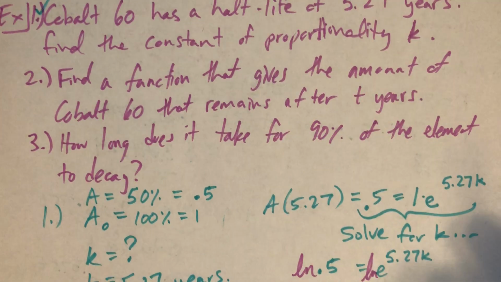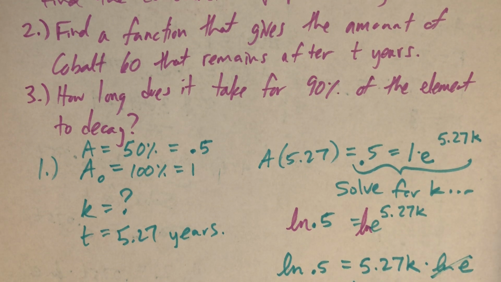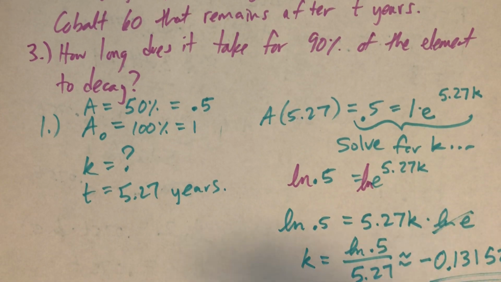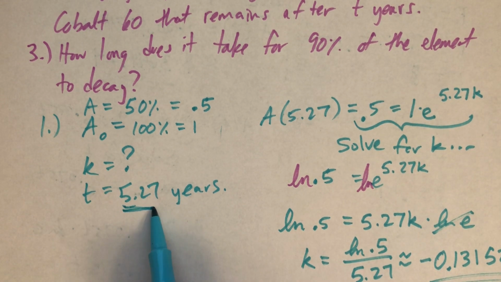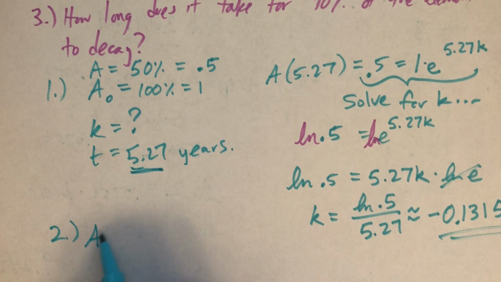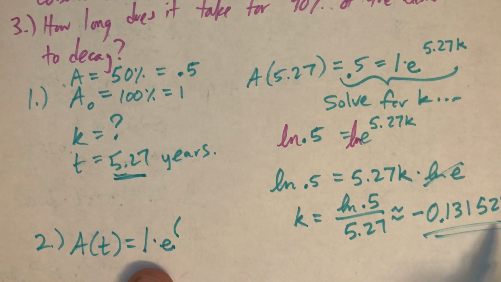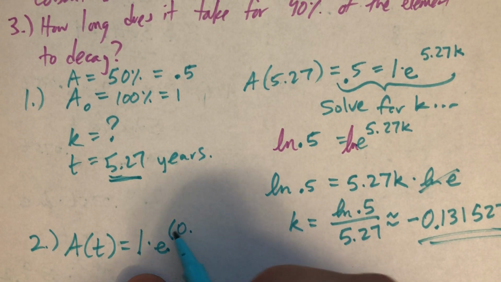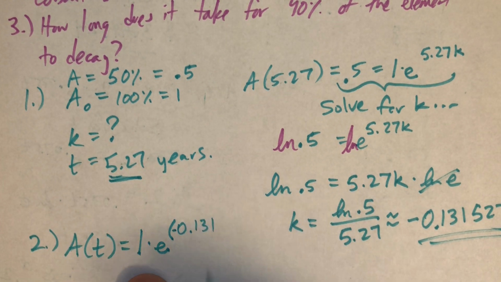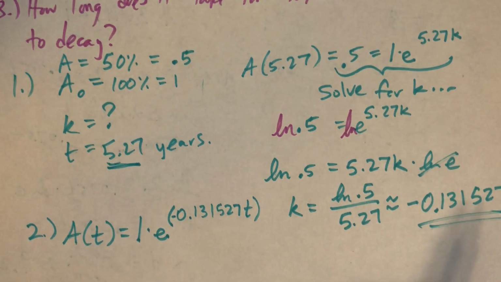Done. Find a function that gives the amount of cobalt-60 that remains after t years. Okay, well, we're just going to do the same thing again, but now we're not going to have a t, right? So we can just write this right away. A of t is equal to the original amount, which is 1, times e raised to that power k, so negative 0.131527 times t. And that's it.